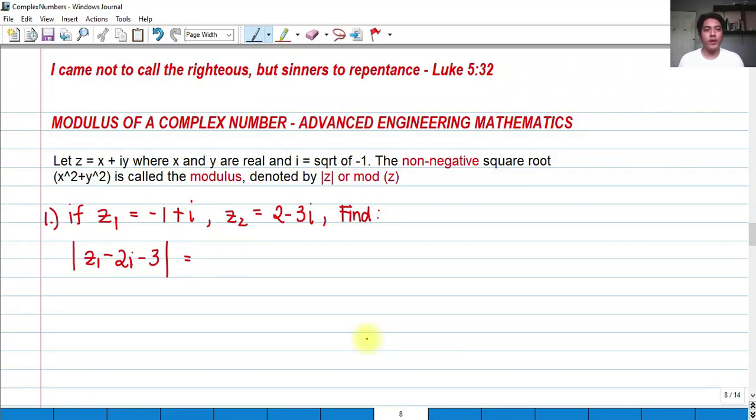Hi, so for today we're going to talk about the modulus of a complex number, and this is still a continuation of our series of studies in advanced engineering mathematics. So first, we are going to define what a modulus is.